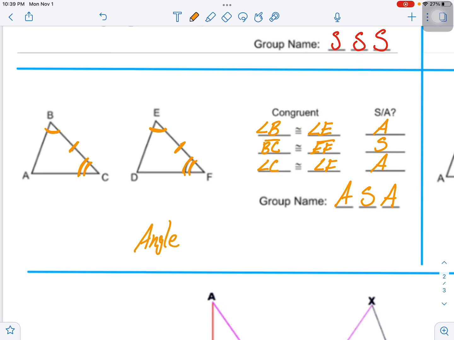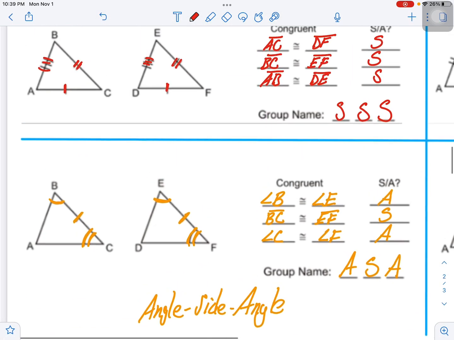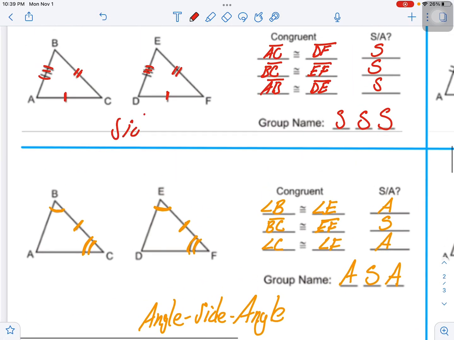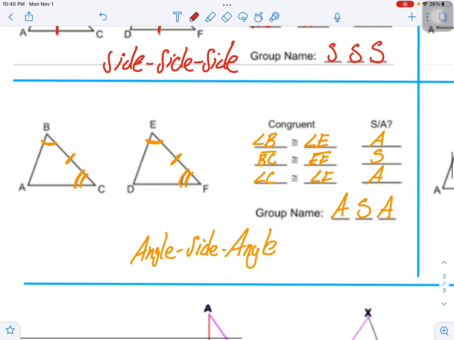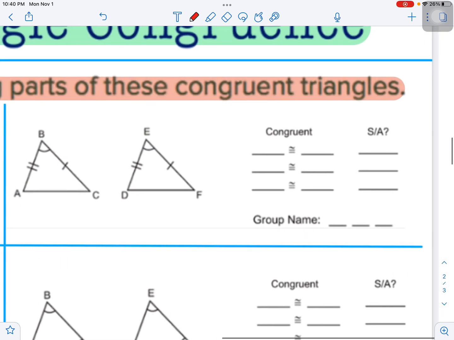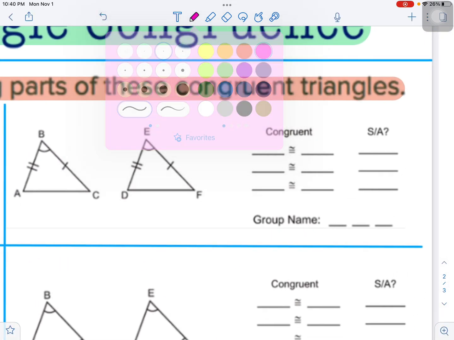So this is called angle, side, angle. And I forgot to label the top one. This one is called side, side, side, SSS. The second one is angle, side, angle. All right? Let's take a look at our next one here.